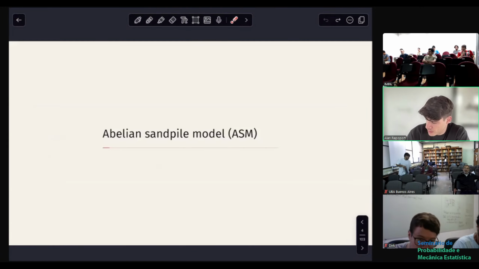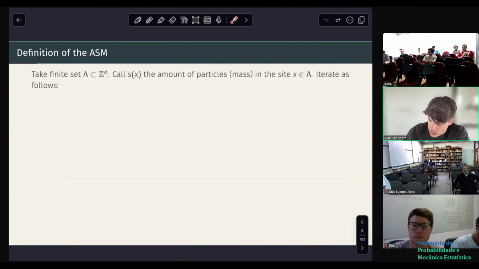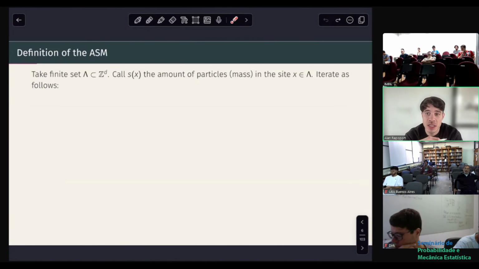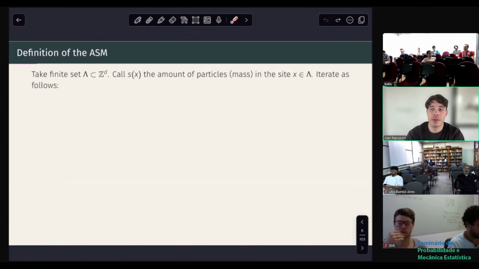So let's first begin by defining what the ASM is, Abelian sandpile model. It's very easy to define. It's a dynamical system, which has a very straightforward algorithm. You just take a finite set in a grid, and you start to put some particles. So S is going to be a counting function, counting basically how many particles, or the mass, they have in each site.